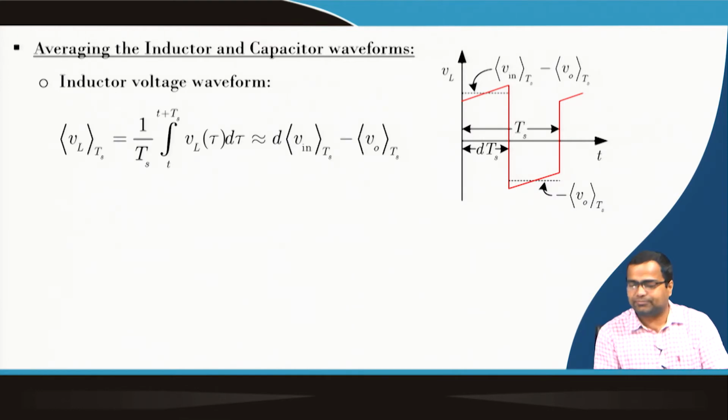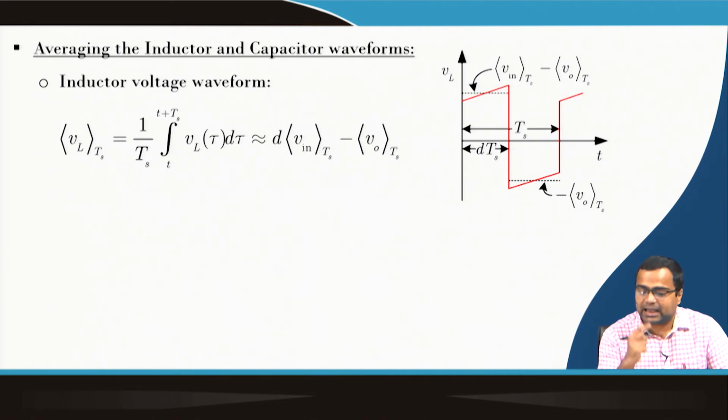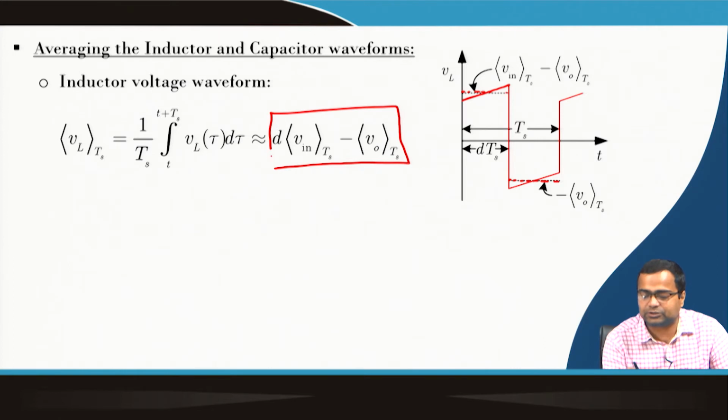If we take the average over the inductor voltage waveform, if we ignore this ripple information and take just the average quantity, similarly the average quantity during this cycle can be approximated by this. This approximation makes sense, or is reasonable, when we assume the effect of the ripple component is negligible.